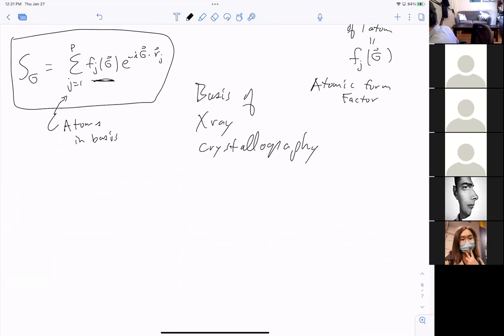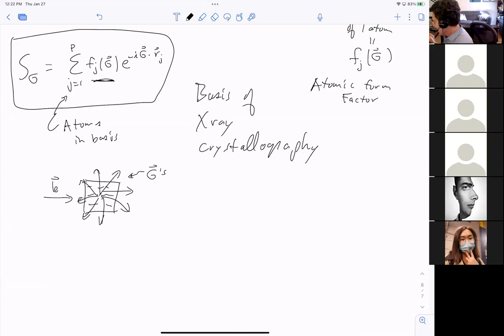But let's do something else. Let's consider, so here's your crystal. I'm shooting my X-rays in with K. I'm getting all these beams of X-rays coming out, and my X-ray crystallographer machine, my diffractometer, will measure all those beams and tell me the directions and intensities of all those beams. And so this gives me all the G's.